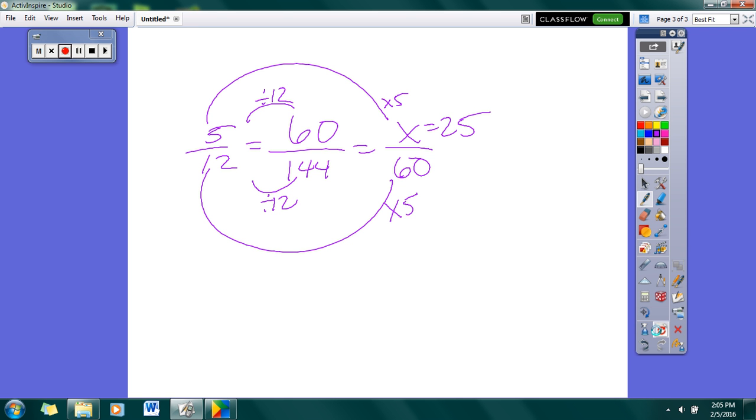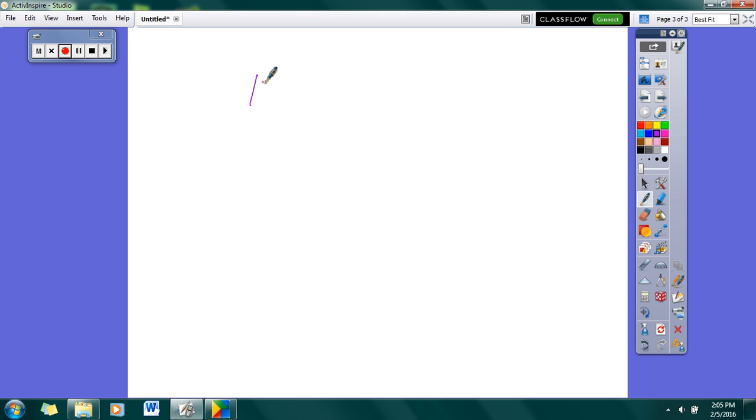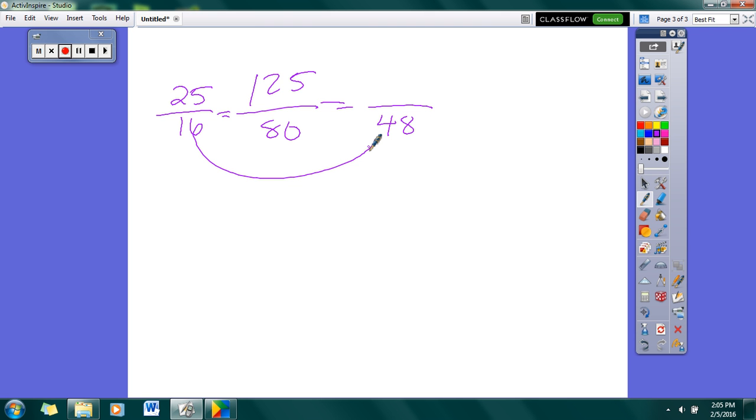So I have 125 over 80. I want to set this equal to something over 48. I want to reduce this. I know I can reduce it by 5. 5 goes into this 25. 5 goes into 80, 16. Okay, to get from 16 to 48, I multiply it by 3. So I multiply this by 3, and then I get 75 over 48.